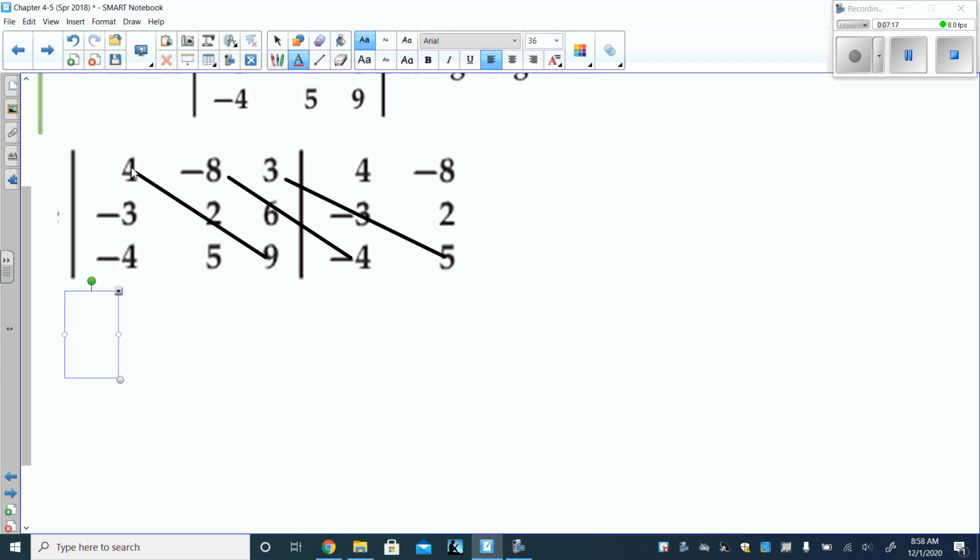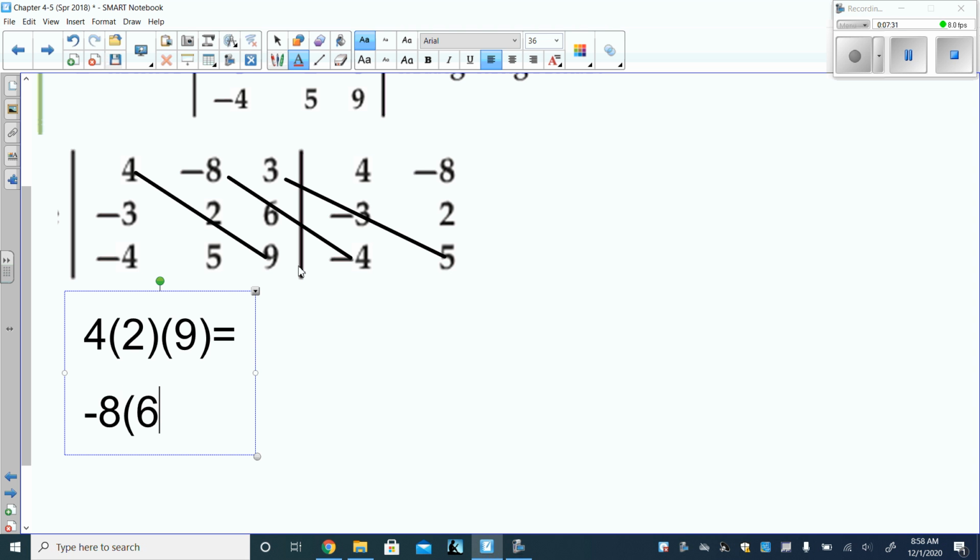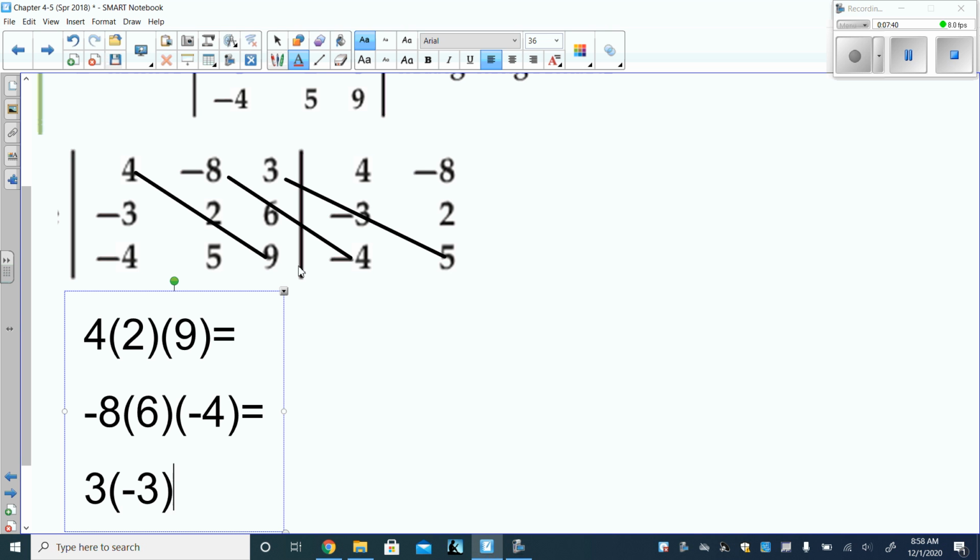Now our first diagonal, I'm going to do each one of these individually, is going to be this here. So it'd be 4 times 2 times 9. Our second diagonal would be -8 times 6 times -4. And our third diagonal will be 3 times -3 times 5. And that's all the diagonals that we can have going from left to right, because if we go any further, we won't have three numbers, and we need 3.